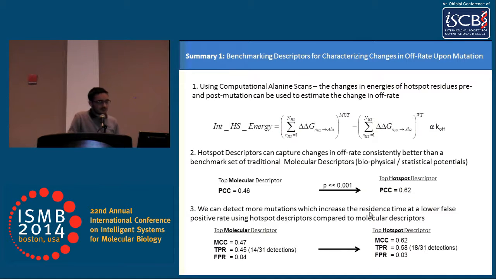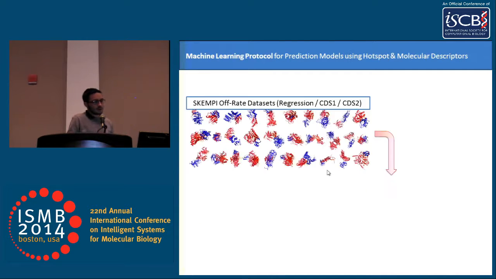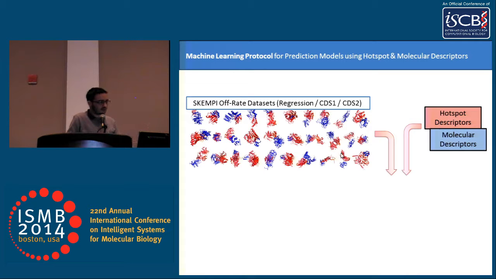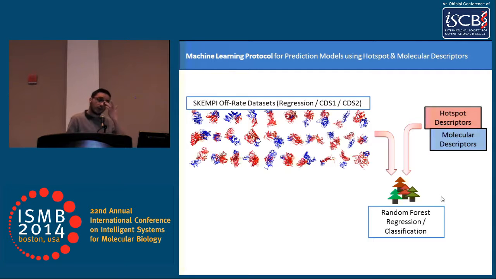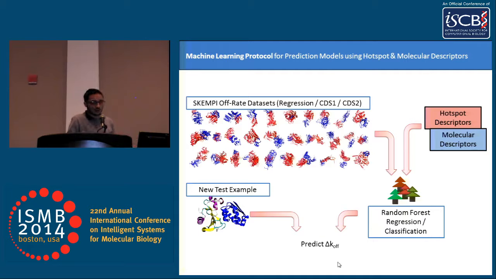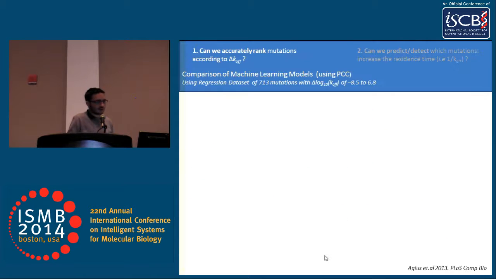Now, the next thing that we do is obviously we want to improve. Remember, these are results based on just a single descriptor. So what we do is combine these descriptors into machine learning models to try and achieve even higher performance. I'll go through this quickly. We have the same data sets, regression and two classifier data sets. We have the descriptors which I talked about. We feed them into random forest regression and classification models. And using cross-validation, we check how well we do in the prediction of K-offs.